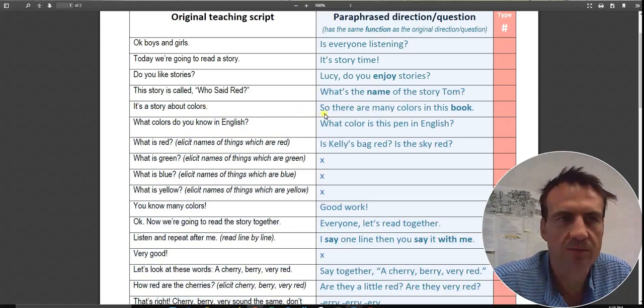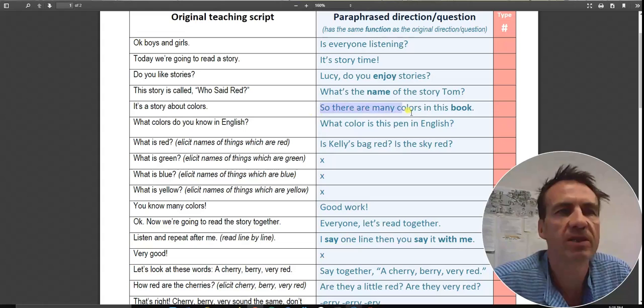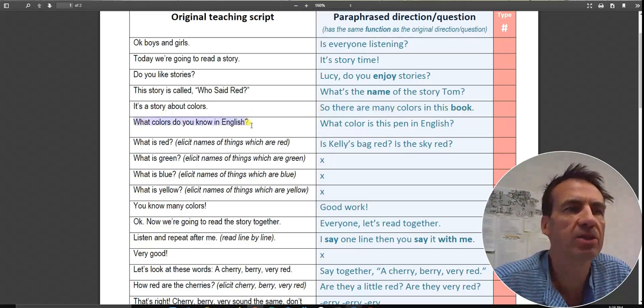Now, this is general, and then I'm being more specific. So there are many colors in this book. So I'm adding information. Right? What colors do you know in English? Now, last time I'd asked one student, but this time I'm asking a more specific question.